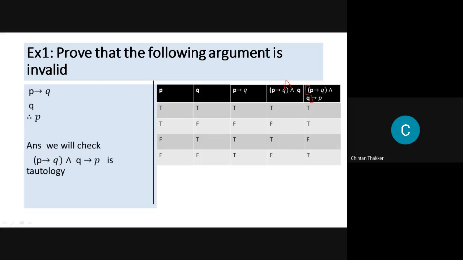Then this is true, and here we have false. So the first statement is true, the second statement is false, so we get false here. It is not a tautology. Therefore, the given argument is an invalid argument.